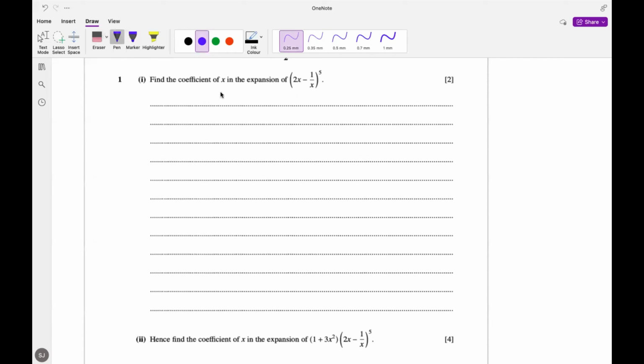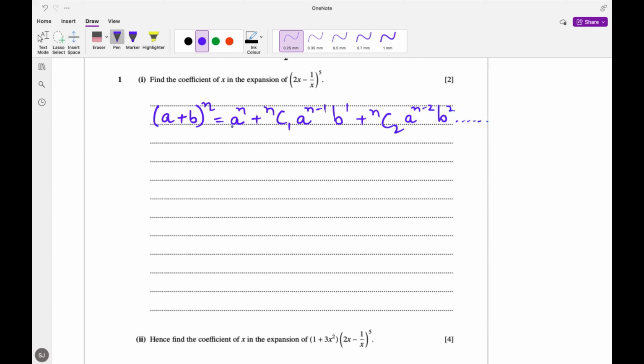In question 1, we have to find the coefficient of x in the expansion of (2x minus 1/x) to the power 5. Now we know that the expansion formula for (a + b) to the power n is given by a^n + nC1 a^(n-1) b^1 + nC2 a^(n-2) b^2, and so on.